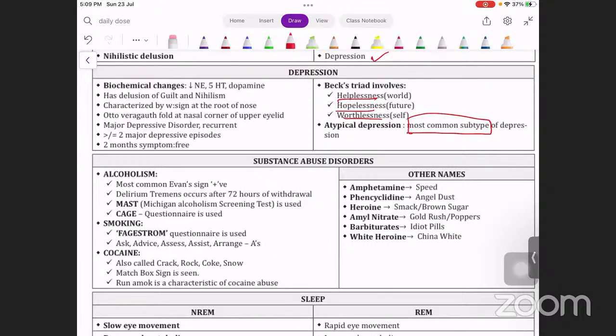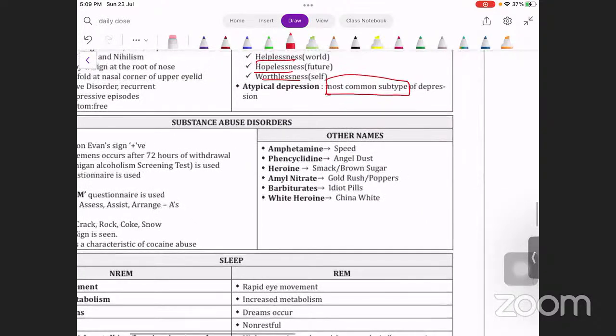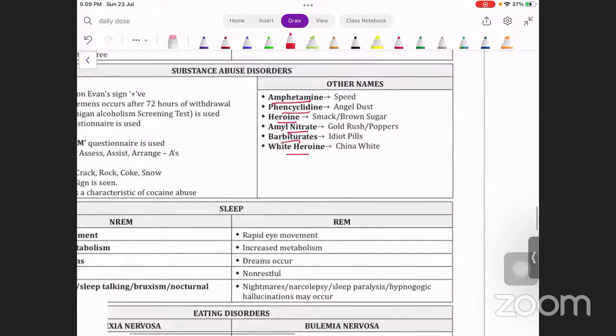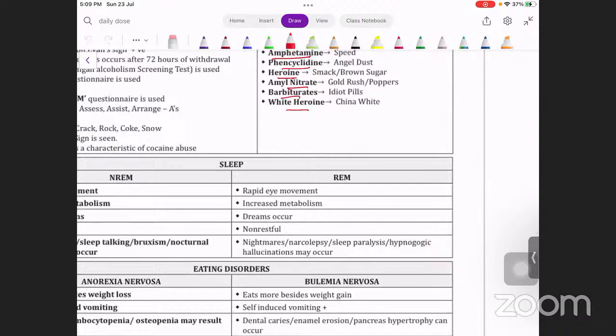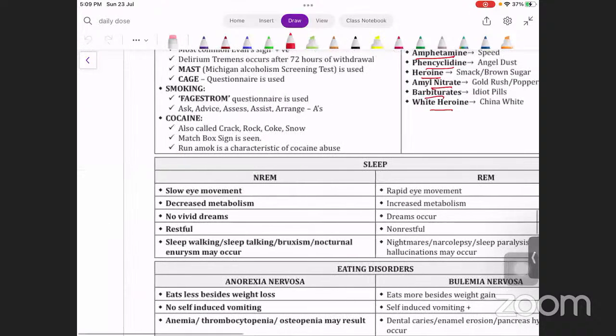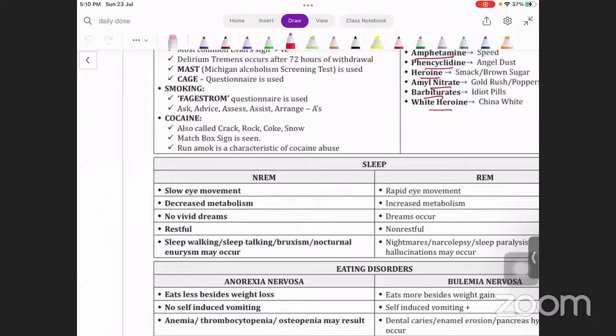Apart from that, substance abuse common names are pretty important. Speed is amphetamine, angel dust is phencyclidine, smack or brown sugar is heroin, gold rush or poppers is amyl nitrate, idiot pills are barbiturates, and China white is white heroin. And apart from that, you have sleep. We have done the sleep part already.